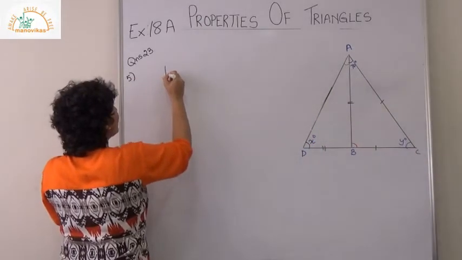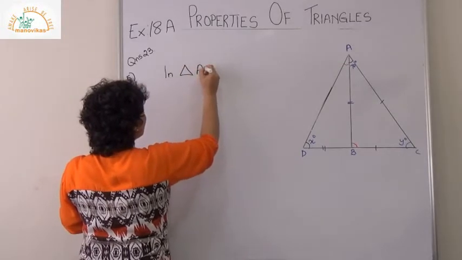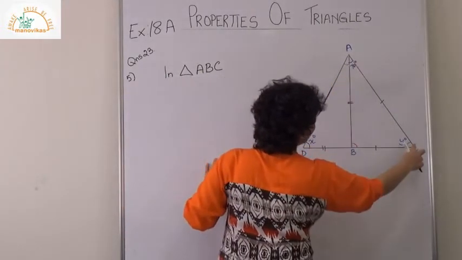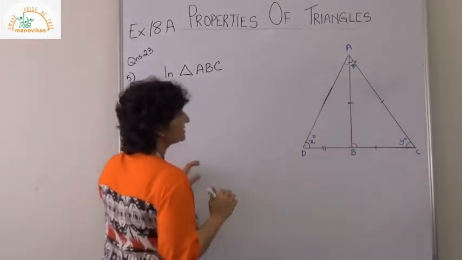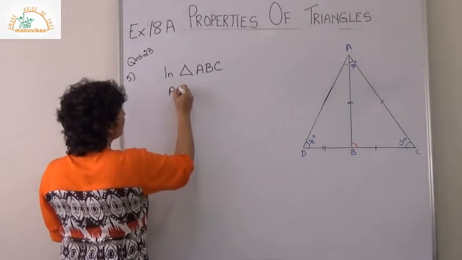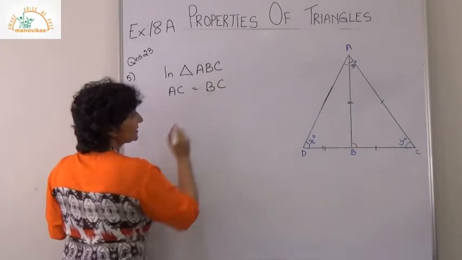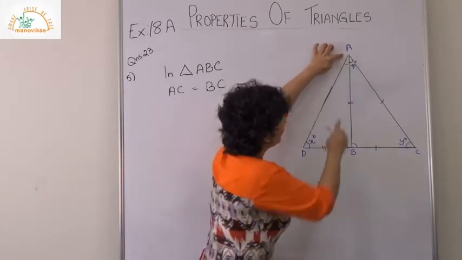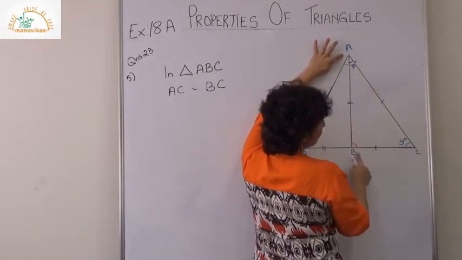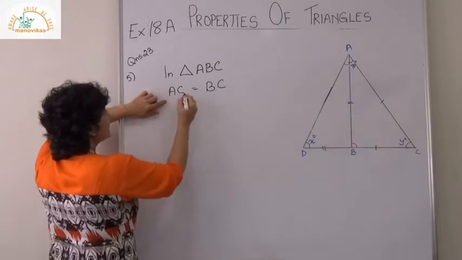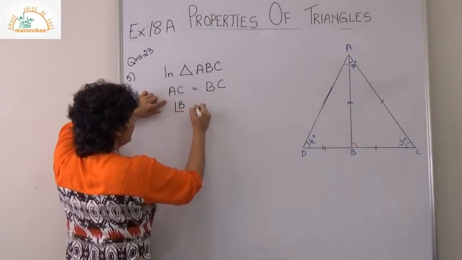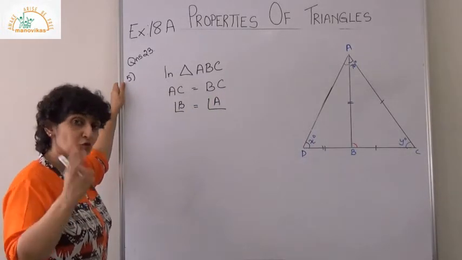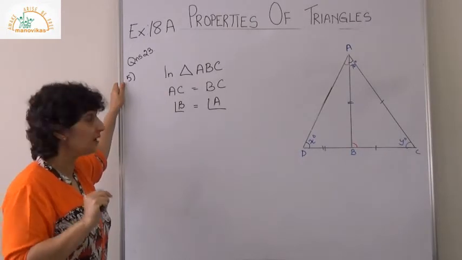Alright, let's write here. In triangle ABC, if you see here, AC is equal to BC, right? AC is equal to BC. So this is also an isosceles triangle, remember. In triangle ABC, AC is equal to BC. Now angle B will be equal to angle A. Remember, in an isosceles triangle, when two sides are equal, their opposite angles will be equal.